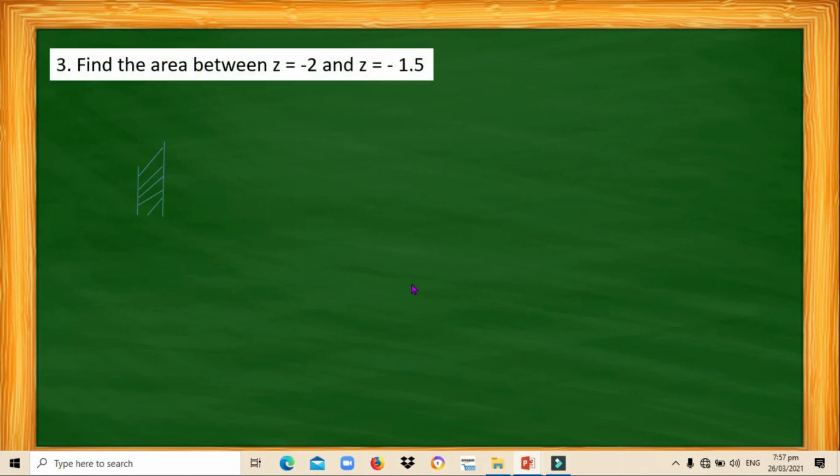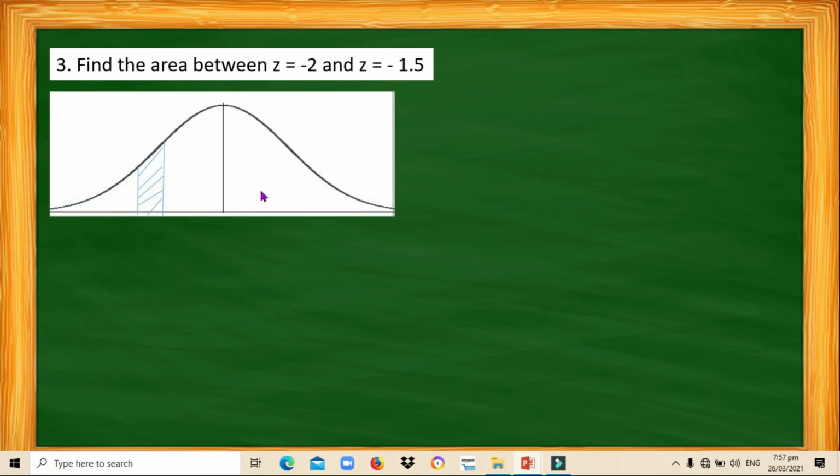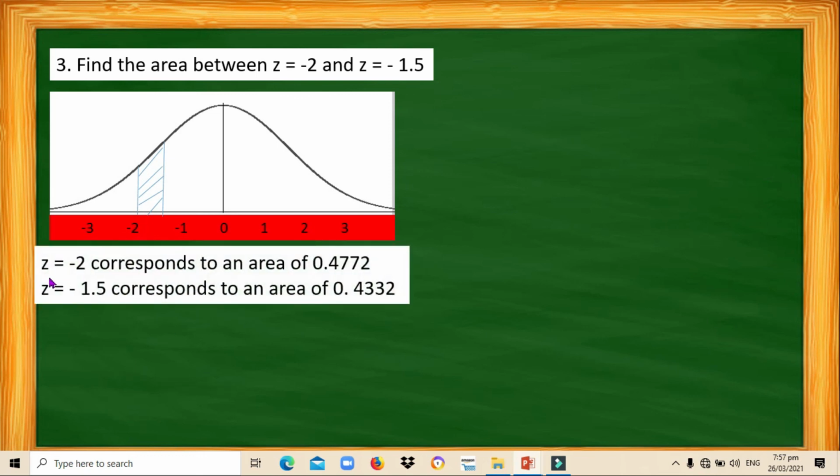Number 3, find the area between z equals negative 2 and z equals negative 1.5. This is our normal curve, and this is the location of our shaded region, between negative 2 and negative 1.5. Z equals negative 2 corresponds to 0.4772, this part. Then z equals negative 1.5 corresponds to the area of 0.4332.